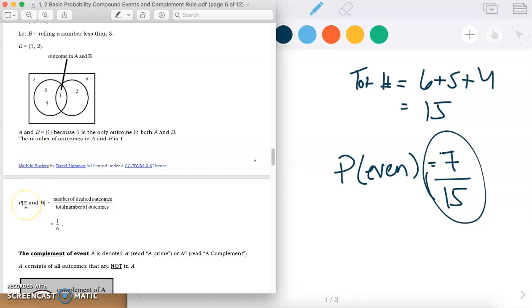So when we look at the probability of A and B, that's the intersection, it's going to be the number of desired outcomes, 1, divided by the total number of outcomes, 6. 1/6. So the probability of getting a 1 is 1/6.